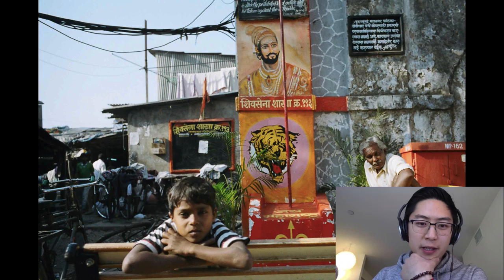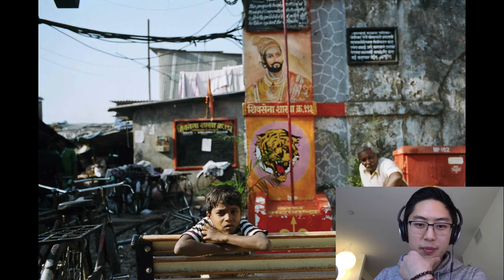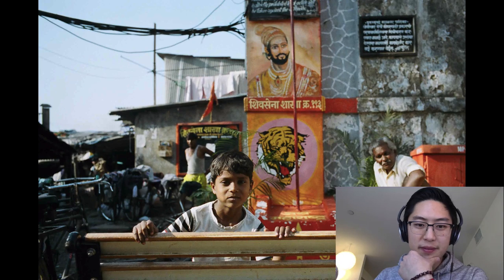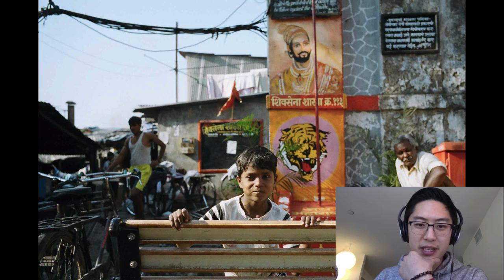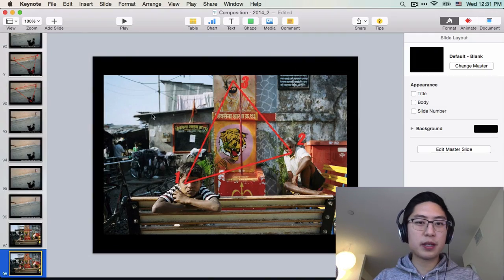So this was the first shot, second shot, third shot, fourth shot, fifth shot, sixth shot. Then I got really, really close and tried to shoot with a shallow depth of field. He looked down, click. And these are all the photos I took.